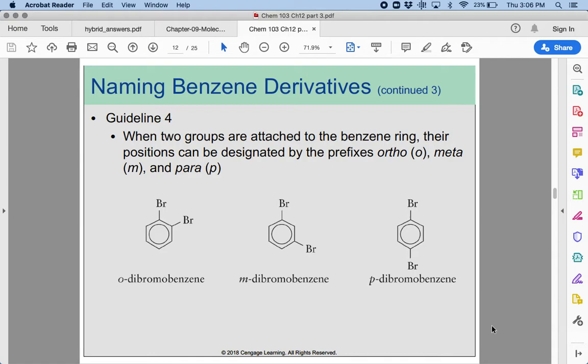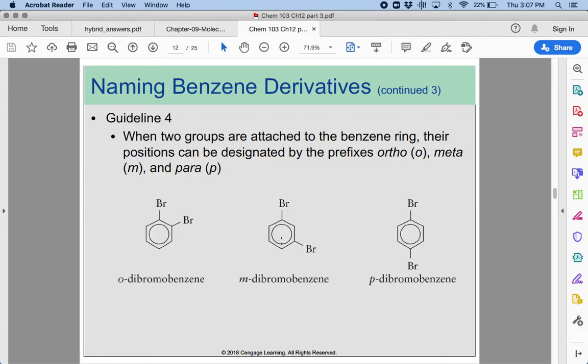The last thing we need to talk about with this is when we have two groups attached to our benzene ring. And these are often denoted by ortho, meta, and para naming systems. So we would always consider one of these to be the one position. So if we're 1, 2, this would be ortho dibromo. If we're 1, 3, we would be meta dibromo. If we're 1, 4, we're para dibromo. Okay, so we use O, M, and P.